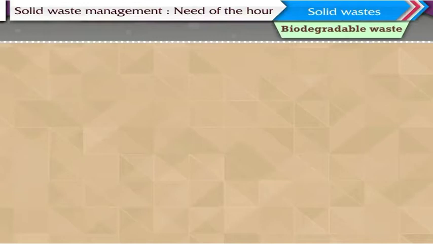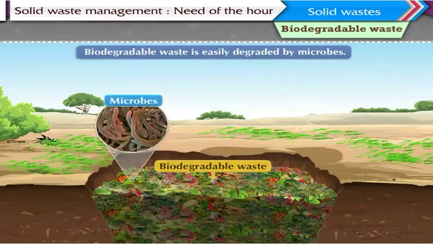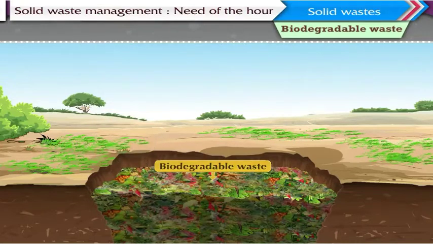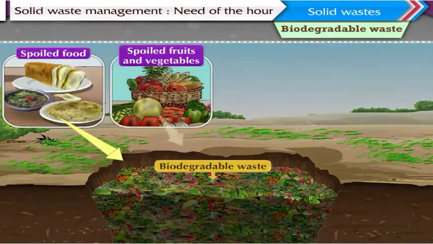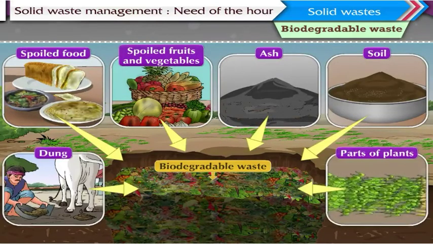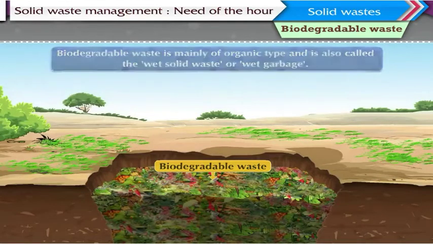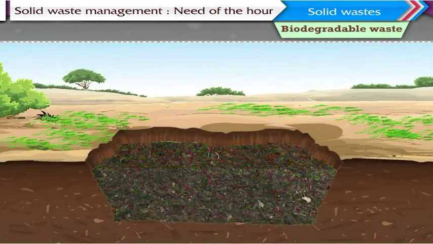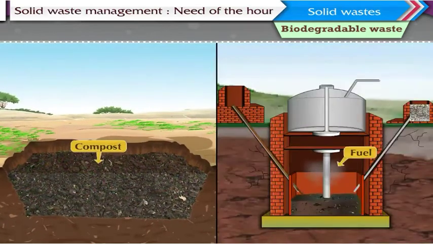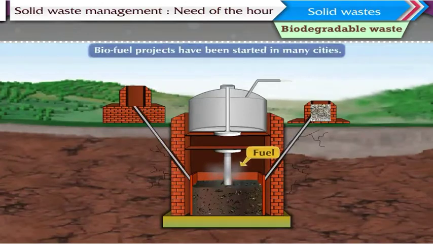Biodegradable waste. This type of waste is easily degraded by microbes. It mainly includes kitchen waste like spoiled food, fruits and vegetables, ash, soil, dung, parts of the plants, etc. This waste is mainly of organic type and is also called the wet solid waste or wet garbage. If it is carefully decomposed, we can get compost and fuel of good quality from it. Such biofuel projects have been started in many cities.